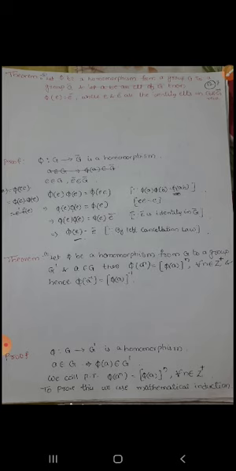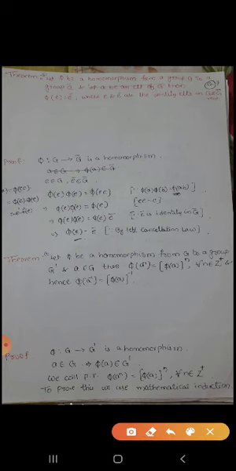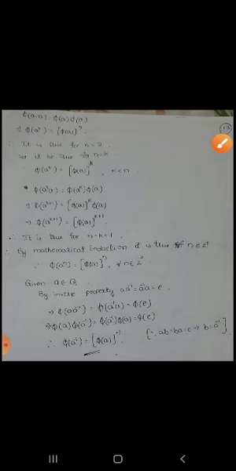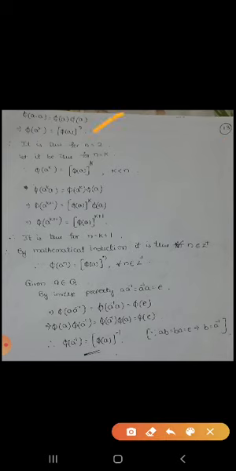So, proof. phi: G → G' is a homomorphism. a belongs to G implies phi(a) belongs to G'. We will prove that phi(a^n) = (phi(a))^n. To prove this, we use mathematical induction. So phi(a·a) = phi(a)·phi(a) by the definition of homomorphism. That implies phi(a^2) = (phi(a))^2.